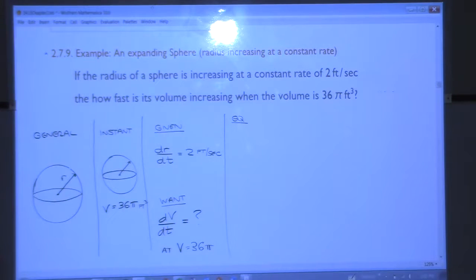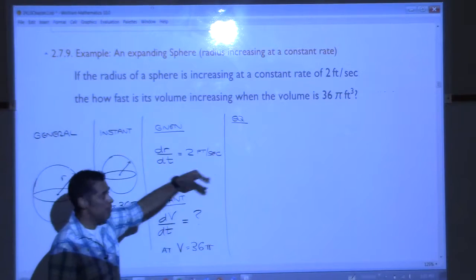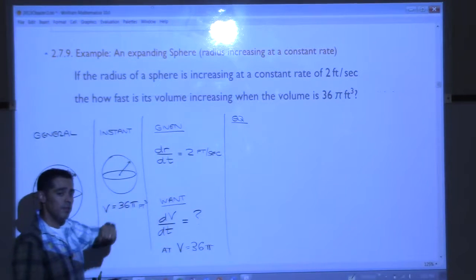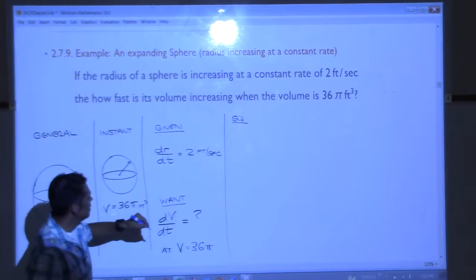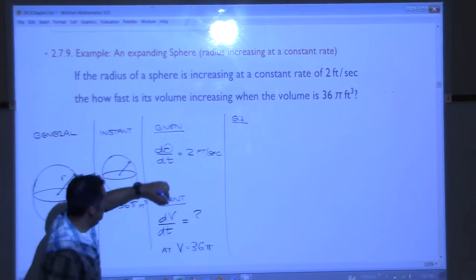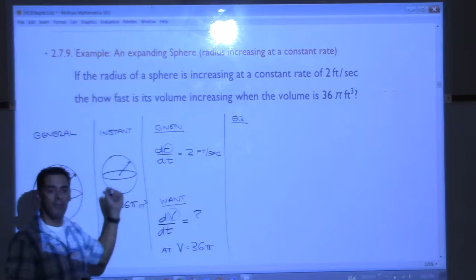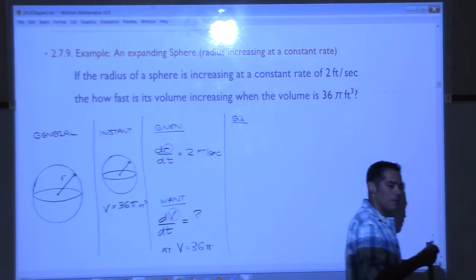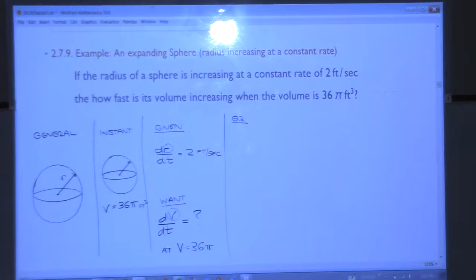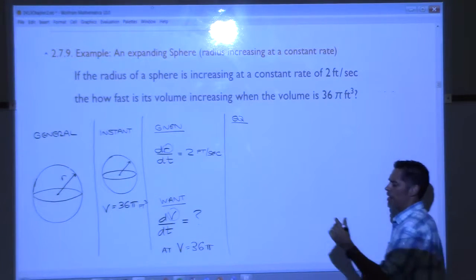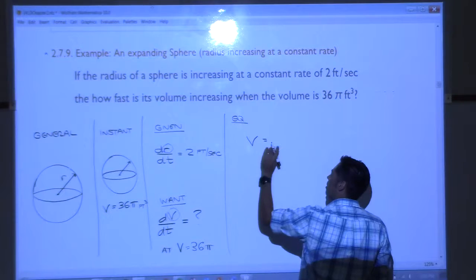Now what do you need? How fast the volume... Well, yes, we need that, but what's the next step? Find the equation. An equation that relates what two variables? Radius and volume of a sphere. So do you have somewhere available a formula that relates the volume of a sphere to its radius? This is where you maybe look it up in a book, or maybe you know it. It depends on you.